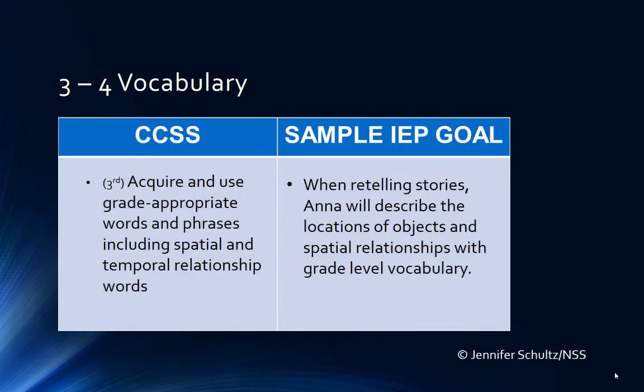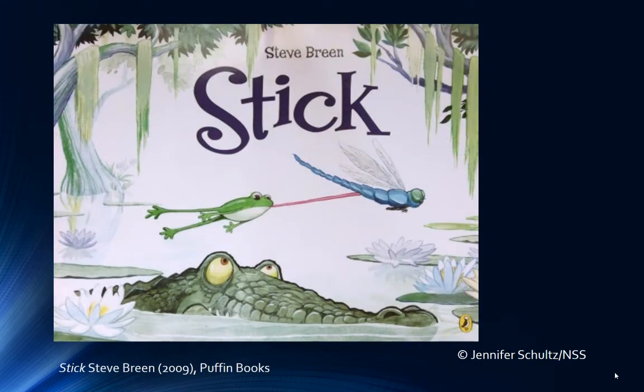So here we have a Common Core state standard related to vocabulary. In the 3rd grade, students are supposed to be able to acquire and use grade appropriate words and phrases, including those that communicate spatial and temporal relationships. So we might have a goal that when retelling stories, Anna will describe the locations of objects and spatial relationships with grade level vocabulary. And this is one of my all-time favorite books.